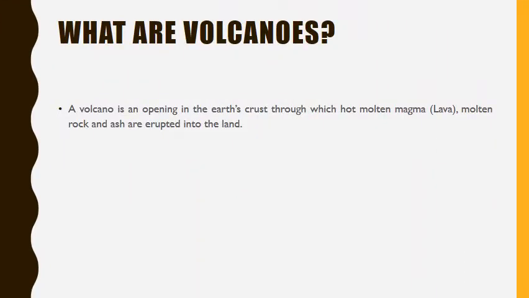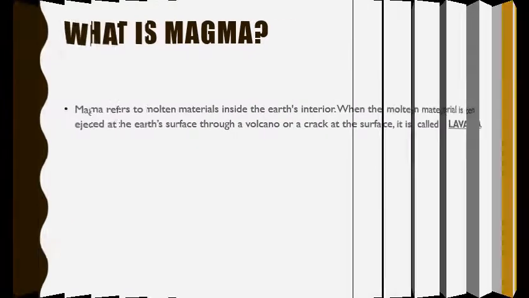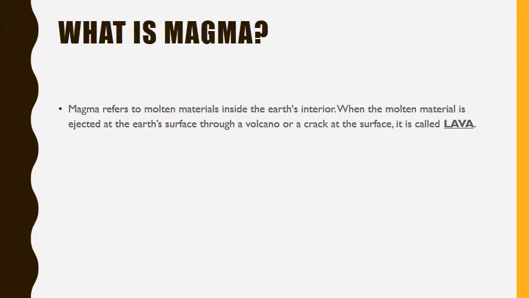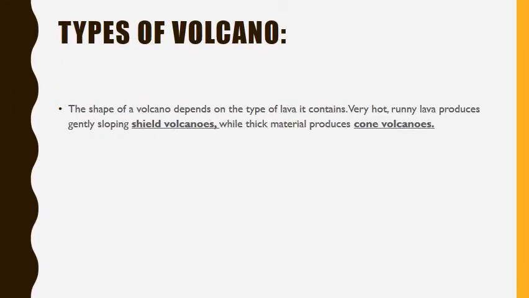What are volcanoes? A volcano is an opening in the earth's crust through which molten magma, lava, molten rock, and ashes are wrapped. What is magma? Magma refers to molten material inside the earth's interior. When the molten material is ejected at the earth's surface through types of volcanoes.